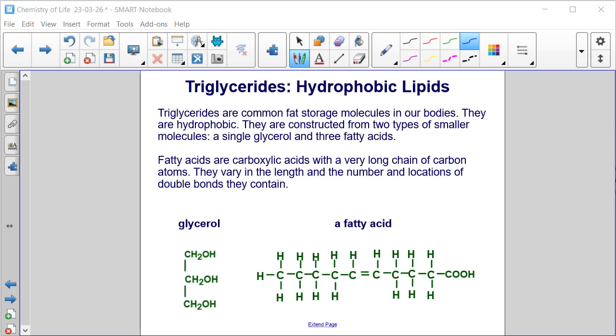Triglycerides, hydrophobic lipids. Triglycerides are common fat storage molecules in our body. They are hydrophobic. They are constructed from two types of smaller molecules, a single glycerol, which you see right here, and 3 of these fatty acids. Fatty acids are carboxylic acids with a very long chain of carbon atoms. They vary in length and the number and locations of double bonds they contain.